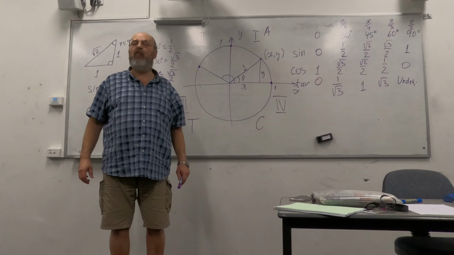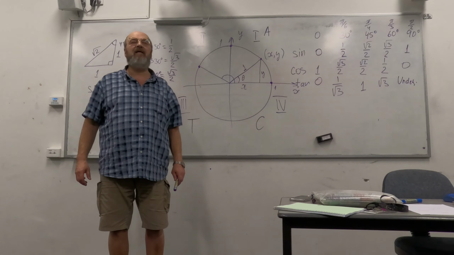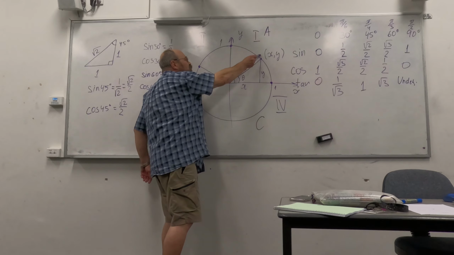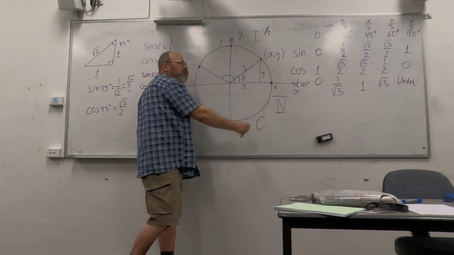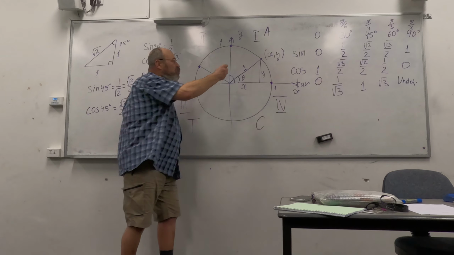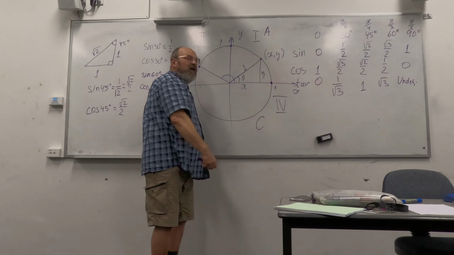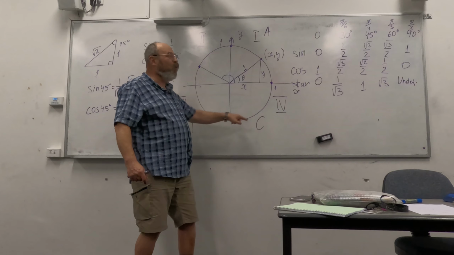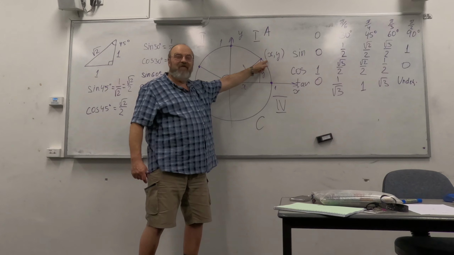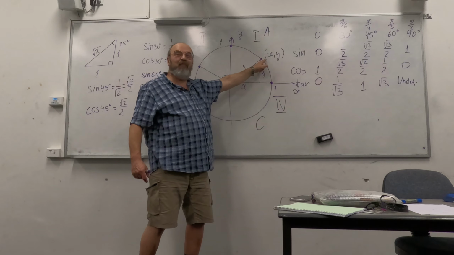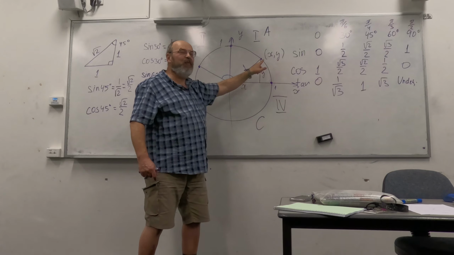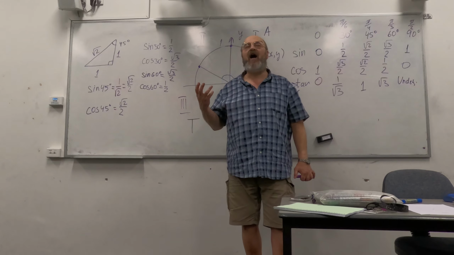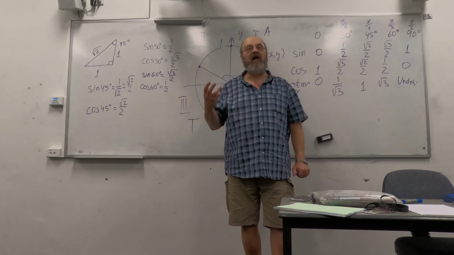Now, what happens with the value of sine and cos if we rotate one revolution? If we rotate 360 degrees, what will happen with the sine and cos? It will be the same. We came to the same point. Full circle. So sine and cos are periodic functions. They repeat themselves after what angle?